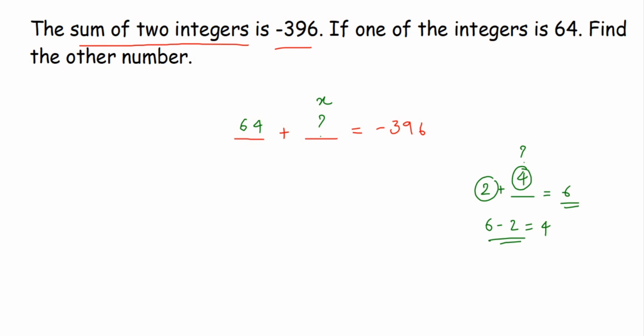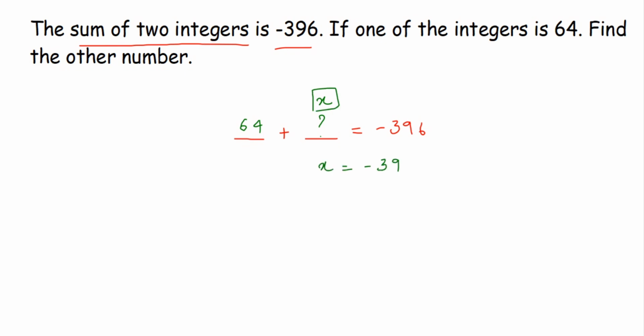Same way, to find this missing number, we have to subtract 64 from minus 396. So here the number which we have to find out, let's consider as x. So x will be equal to minus 396 minus 64. Now here we are subtracting one positive number from one negative number. So 396 is negative and 64 is positive. We have a minus sign, we are subtracting a positive from a negative. So how to do it?